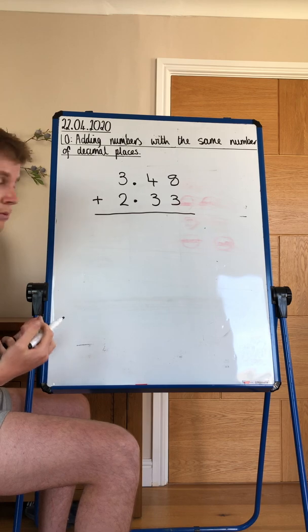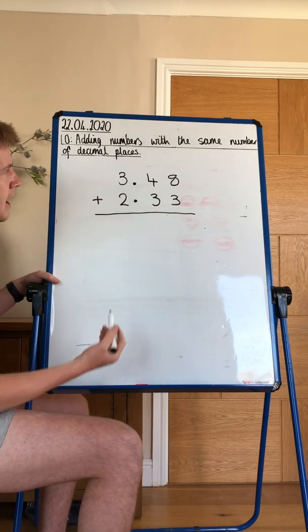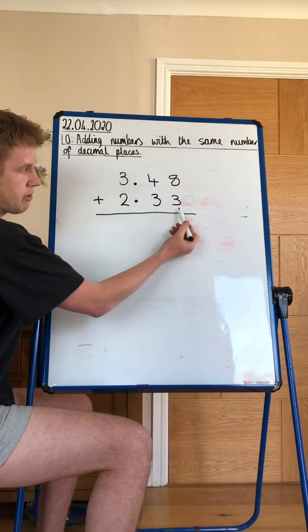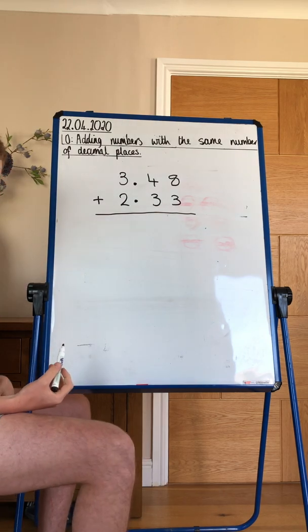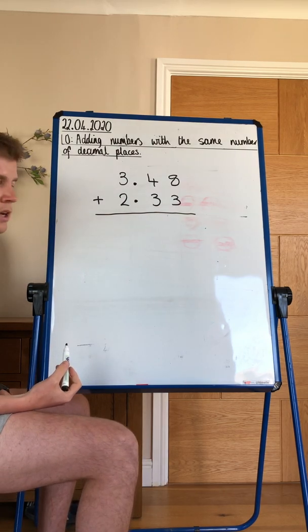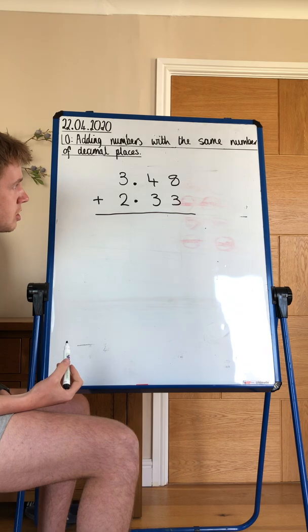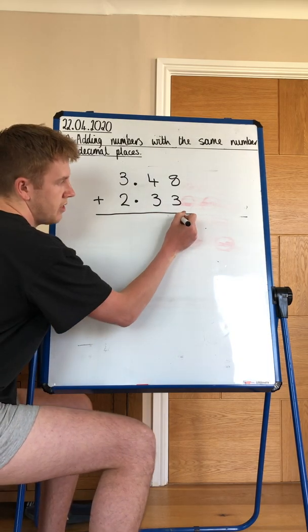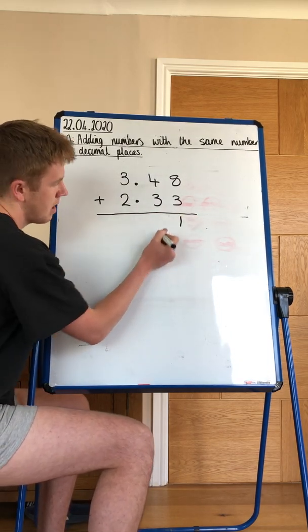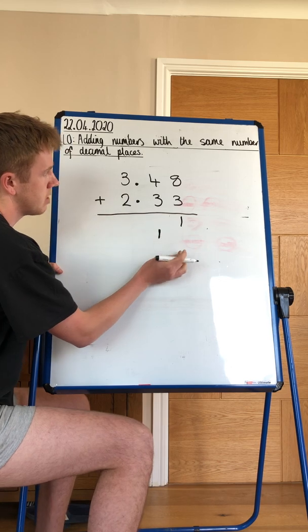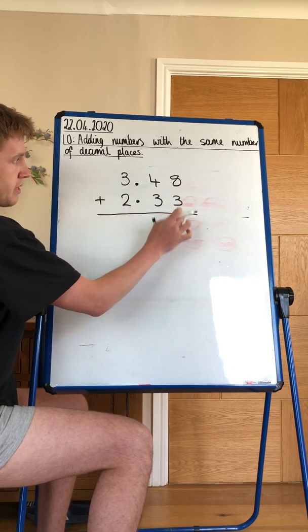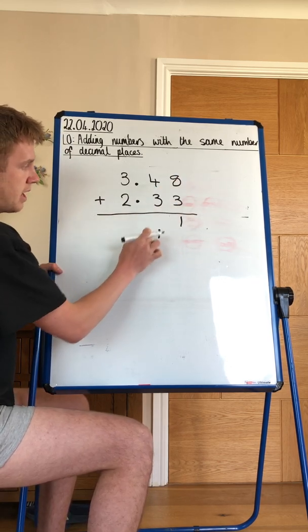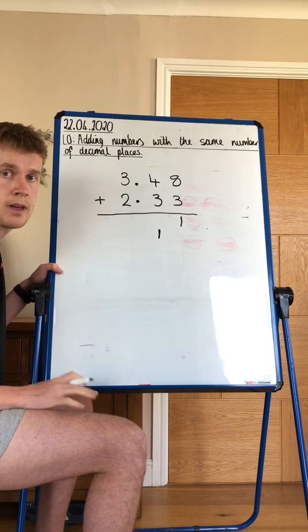So we're going to start off with the hundredths again. So 8 hundredths add 3 hundredths, that equals 11 hundredths. So what I'm going to do is put the 1 there and then carry a 1 underneath, okay? Because we've got 1 hundredth and 10 hundredths here convert into a tenth, okay?